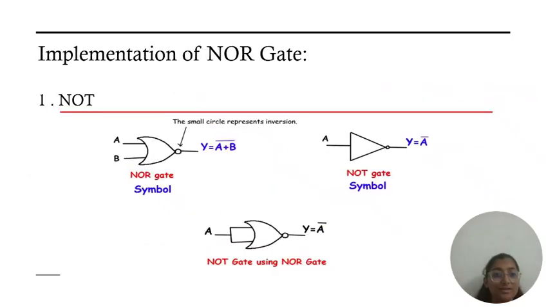Now let us represent our remaining gates using NOR gate. First, let us see our NOT gate using NOR gate. To represent this, we take a NOR gate and convert it into a NOT gate. We know that for a NOT gate, we have to take only a single input. So A is taken as the single input, and we get the output y equals A bar. This is the representation of the NOT gate using NOR gate.